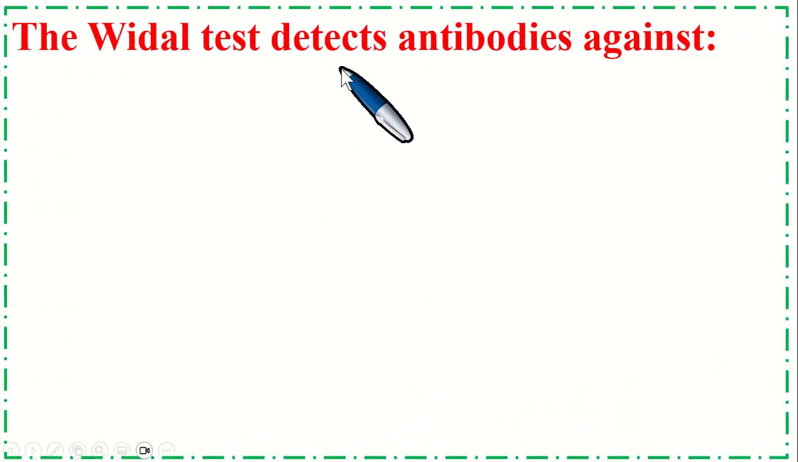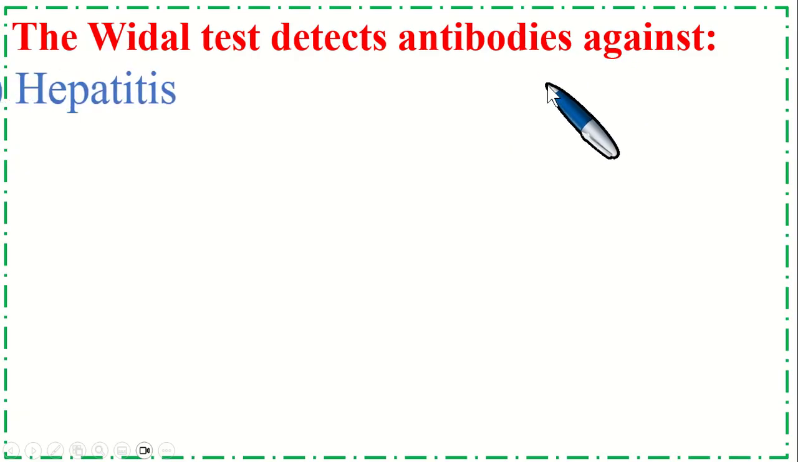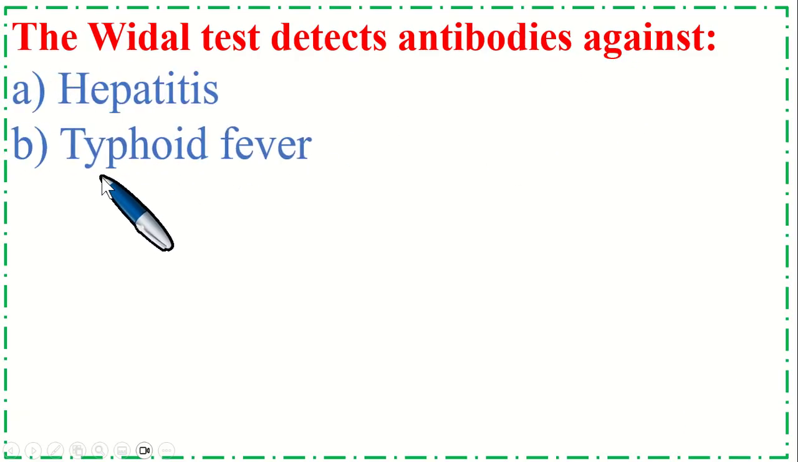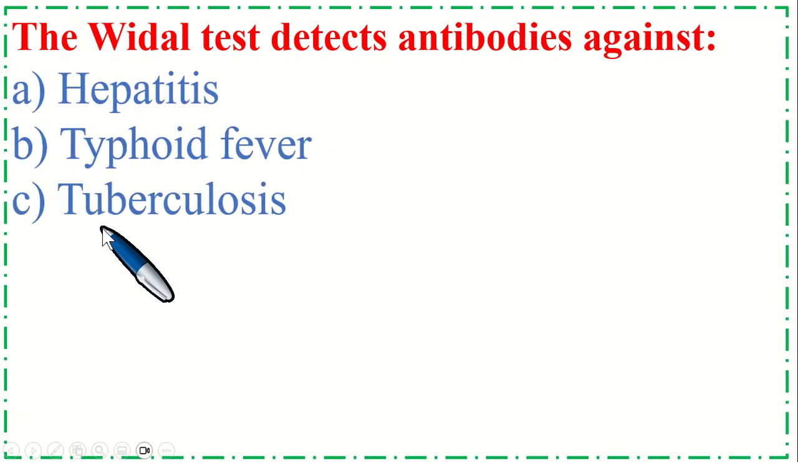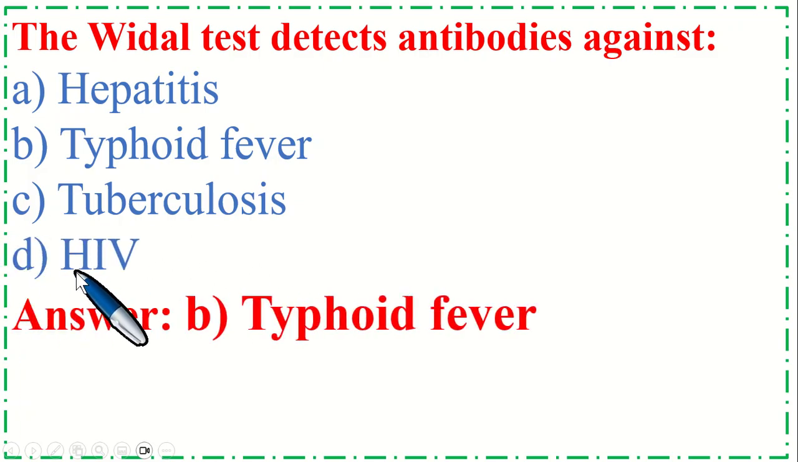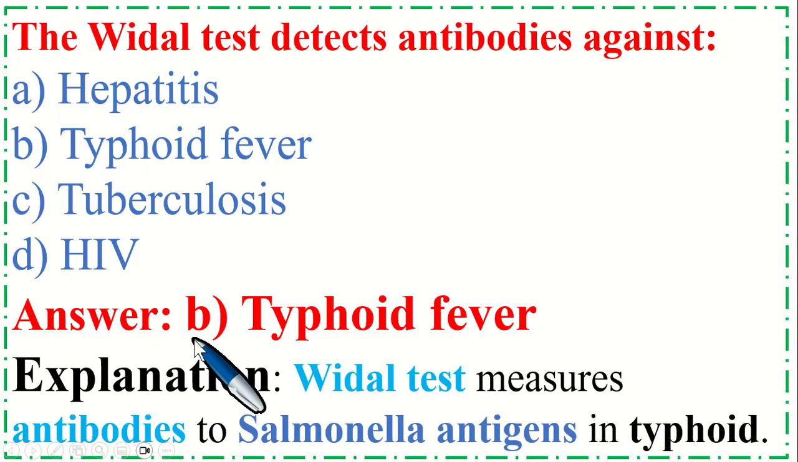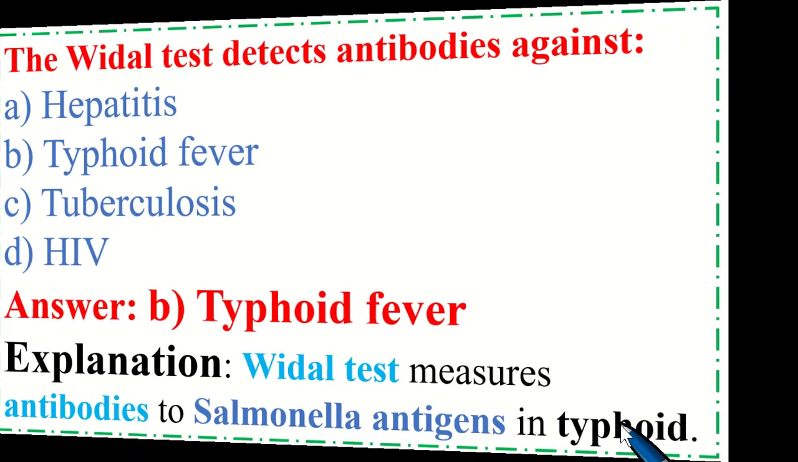The Vidal test detects antibodies against option A hepatitis, B typhoid fever, C tuberculosis, and option D HIV. So the correct option is B typhoid fever. The Vidal test measures antibodies to Salmonella antigens in typhoid.